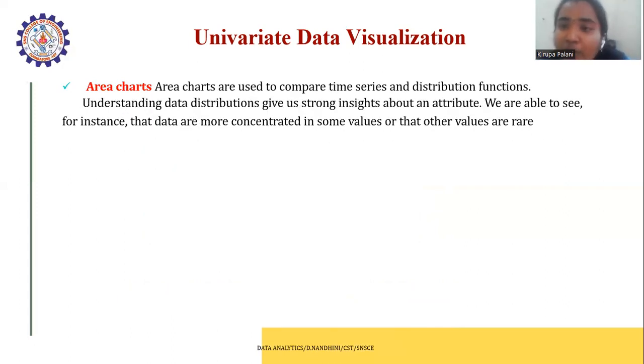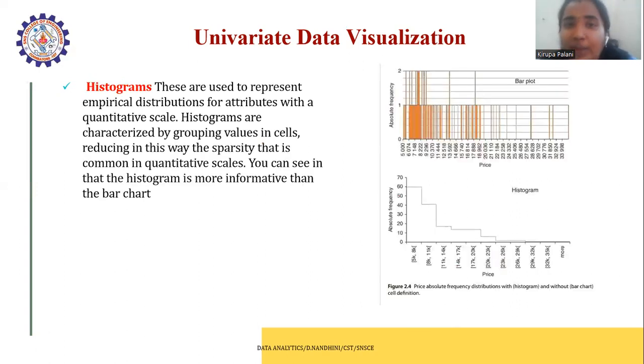Univariate data can be shown in the form of area charts. Area charts are used to compare time series and distribution functions. Understanding data distributions gives us strong insights about an attribute. We can see, for instance, that data are more concentrated in some values or that other values are rare.